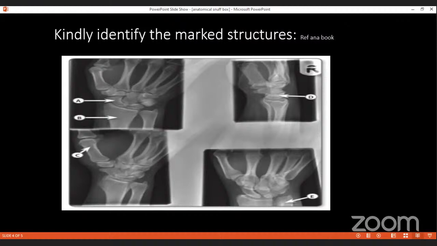Okay, the boundary of the anatomical snuff box is laterally the extensor pollicis longus, and posteriorly and anteriorly there is the abductor pollicis longus, the floor by the scaphoid bone, and the apex proximally there is the styloid process of the radius, and distally by the apex of the triangle.